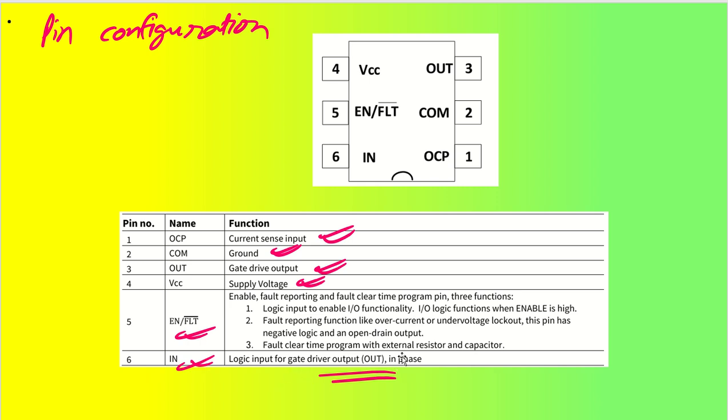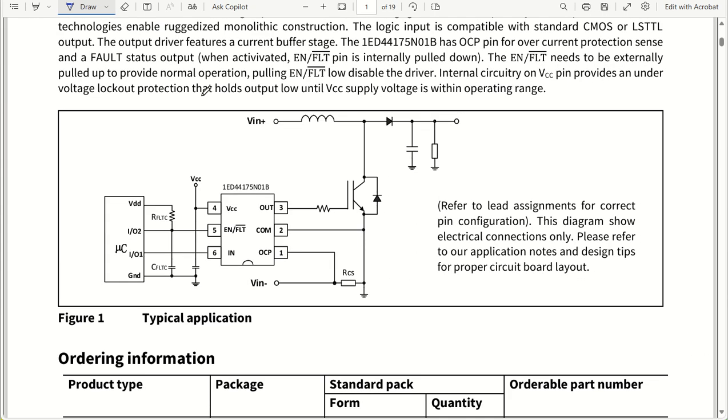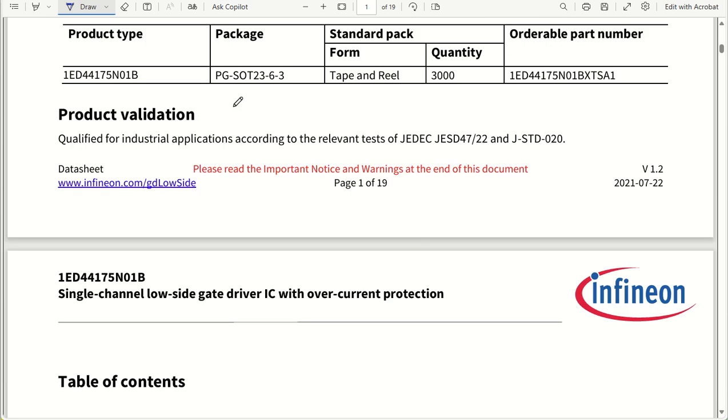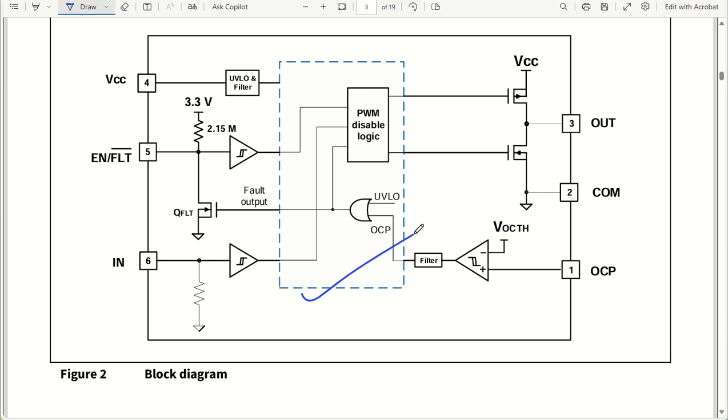So let's open the data sheet quickly and try to understand the other functionality of this particular gate driver. As we have already discussed the features and benefits of this single channel low side gate driver IC, now if we move next, we have already talked about the typical application. Ordering information is in this package which is SOT23-6 package. So basically it is a 6-pin gate driver IC, and this block diagram we have already seen.